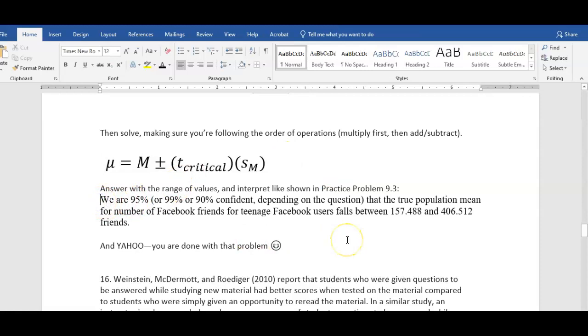The answer there was we are 95% confident, but here we're 90% confident because we did a 90% confidence interval. So we would be 90% confident that the true population mean, in this problem the number of minutes birds spent in a particular chamber, falls between whatever these calculated values were. Okay, woohoo, we are done with that problem.